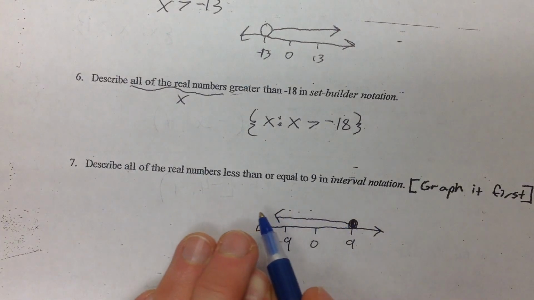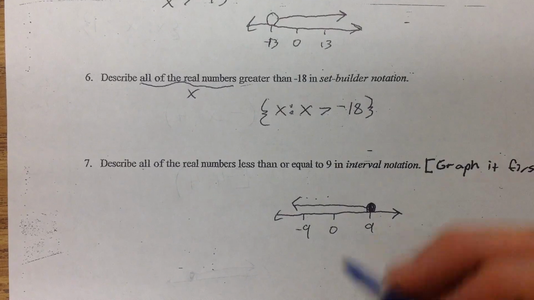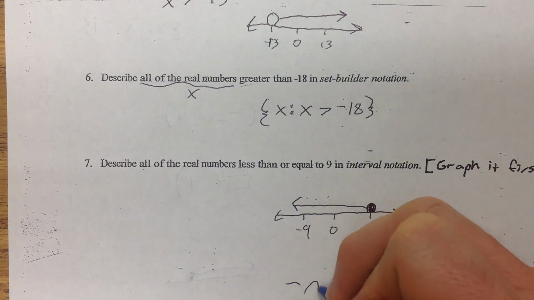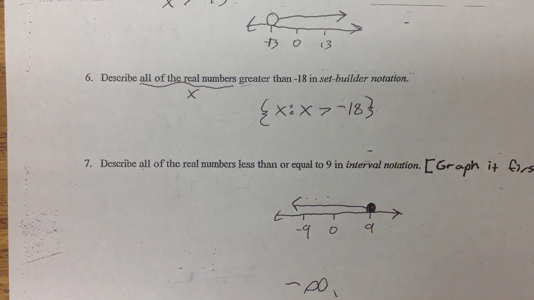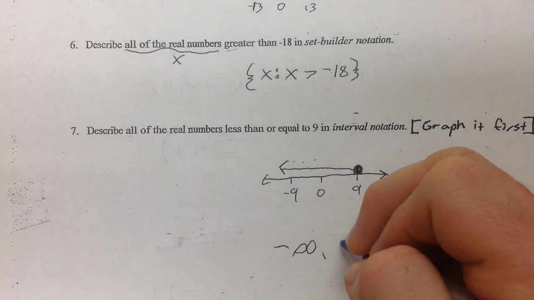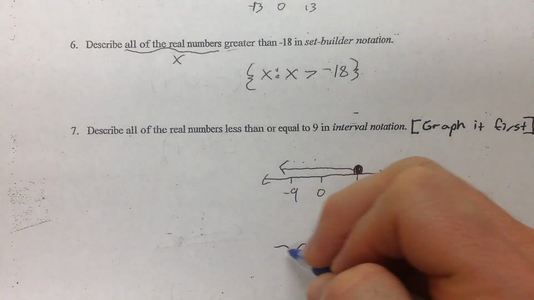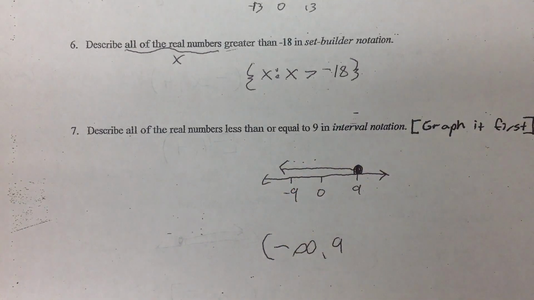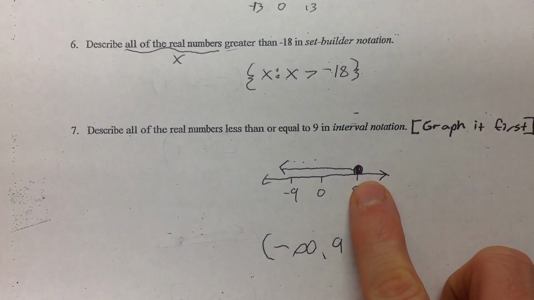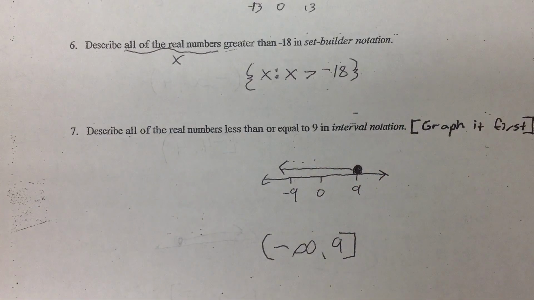So now that we have this picture, we can kind of visualize what's going on. Our solutions go all the way down to negative infinity. And since we always put the smaller number on the left, we're going to start with a negative infinity. And then they go up to a positive 9. At this point, it's just remembering your rules. Infinity is always next to parentheses. And then because that's a shaded in circle, we need a bracket there. So that would be our final answer. This is what we call interval notation.